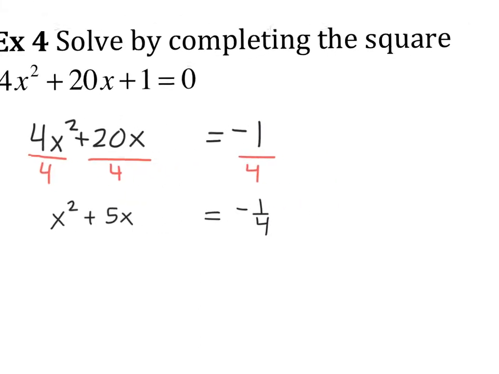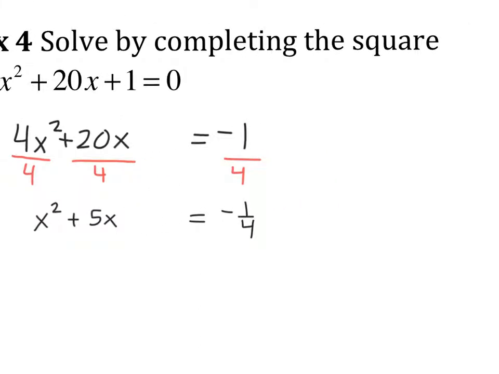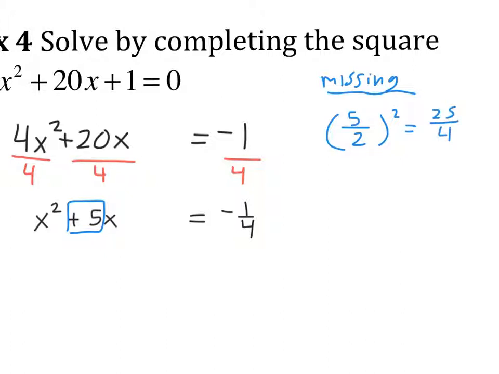Now let's find out what our missing term is. This can be done mentally, but I'm going to write it over here. We take the positive 5, this right here, and divide it by 2 and square it. When you do that, you get 25 over 4. So I'm going to write that on both sides of the equation. I add 25 over 4.